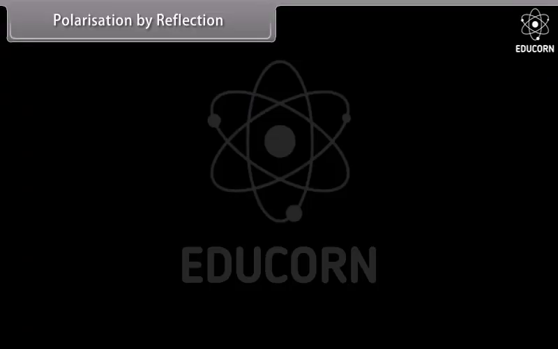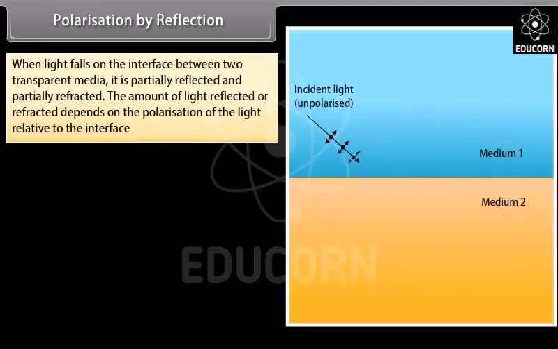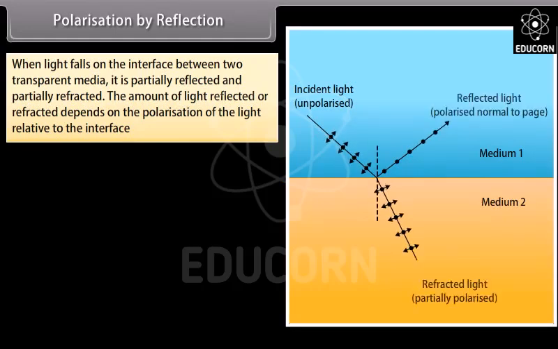Polarization by reflection. When light falls on the interface between two transparent media, it is partially reflected and partially refracted. The amount of light reflected or refracted depends on the polarization of the light relative to the interface. Consider unpolarized light striking the interface between medium 1 and medium 2.